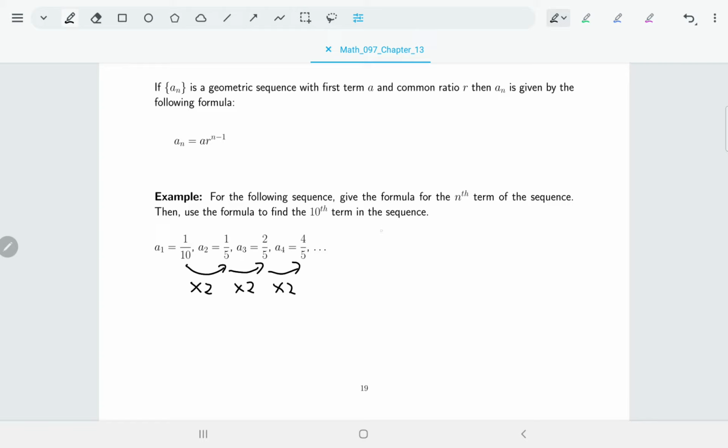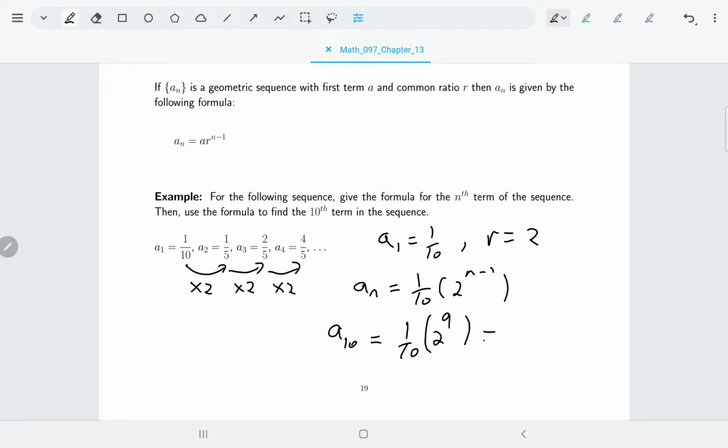So once we know that our first term is 1/10 and our common ratio is 2, our formula for an is easy enough to find. It's just 1/10 multiplied by 2 to the power of n minus 1. If you're looking for a10, the 10th term in the sequence, that would be 1/10 times 2 to the power of 9. That gives you 512 over 10, which simplifies to 256 over 5.